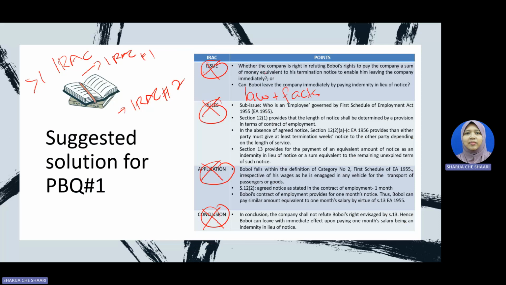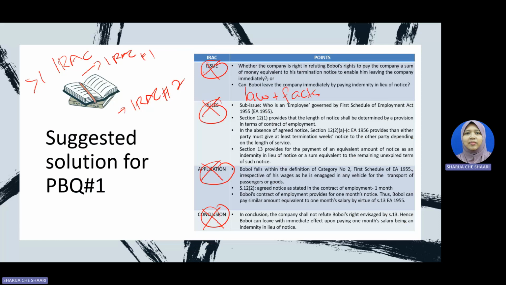So here I can say whether the company is right, or you can say whether the company's contention in refuting Boboy's right to pay the company a sum equivalent to his termination notice is correct. Or you can say whether Boboy can leave the company by paying an indemnity in lieu of notice. Or you can have any other sentence as long as it has similar meaning, meaning leave the company, pay money. That is okay.